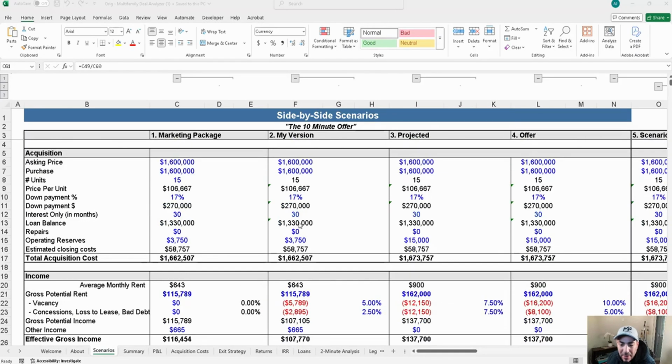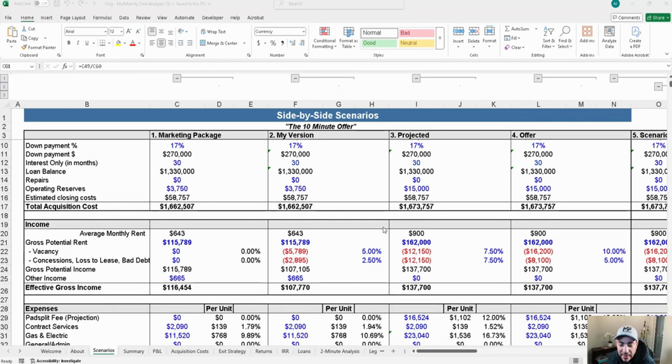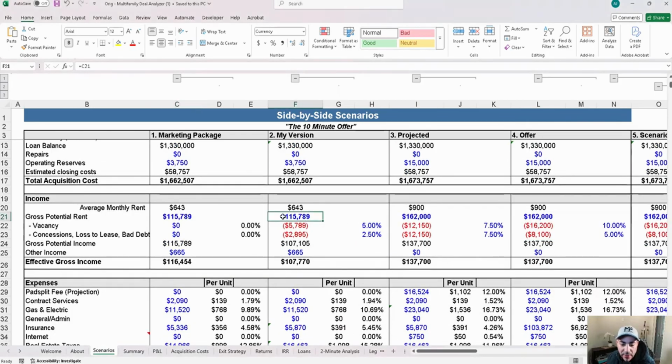If I rent it by the room, which is the plan here, the seller says that we can increase the gross income. The average monthly rent per room is $643, and he says that we can increase it to $900, which is fine. And then I can actually reduce a little bit here. Let's reduce the vacancy to 5% and 2.5%.